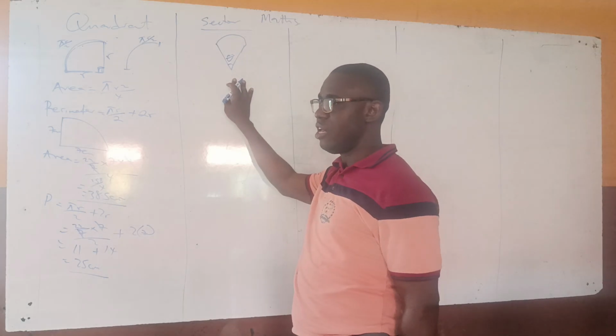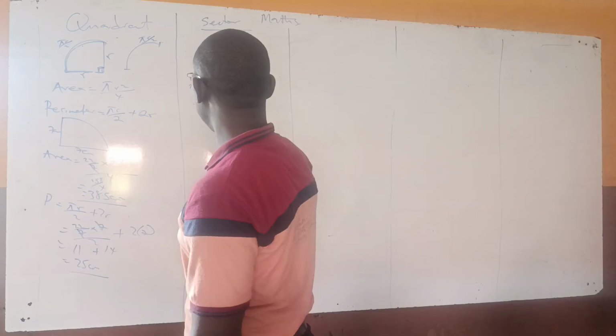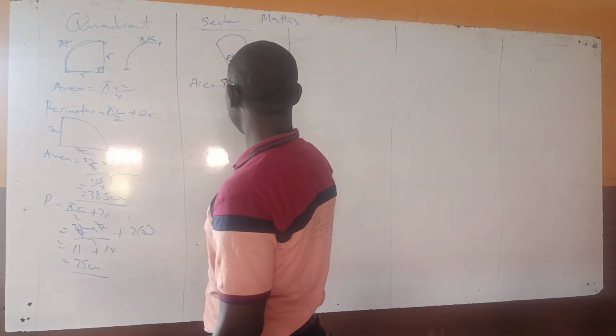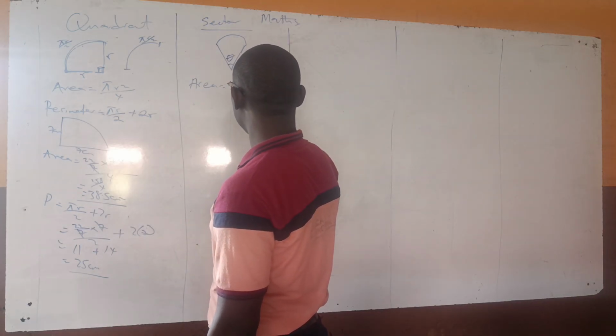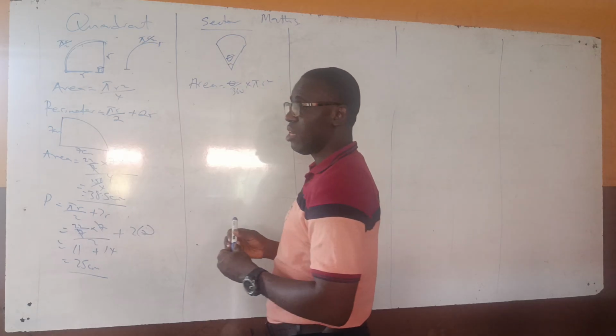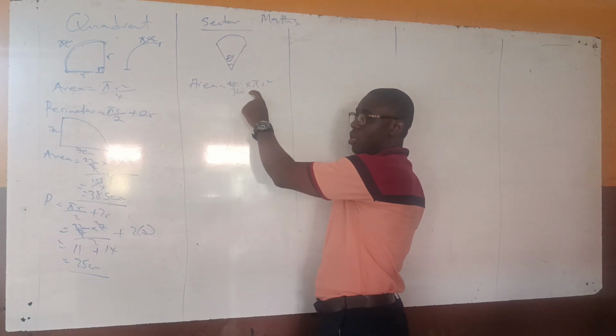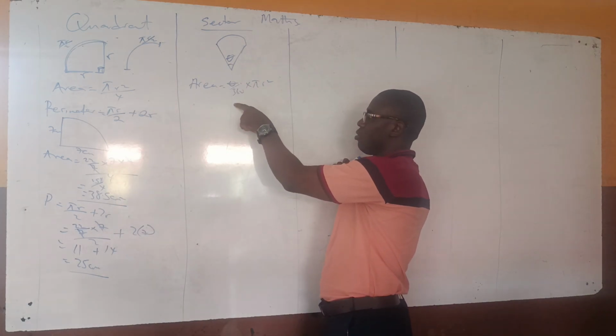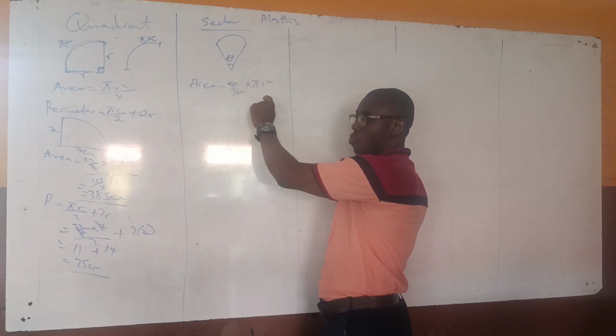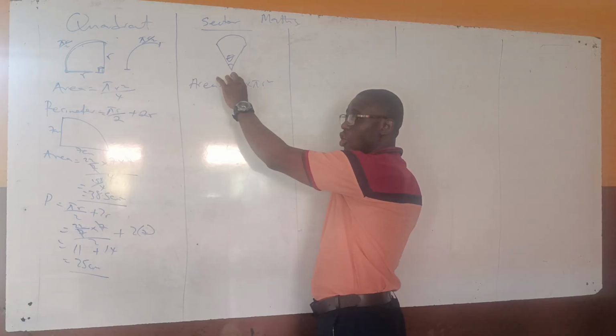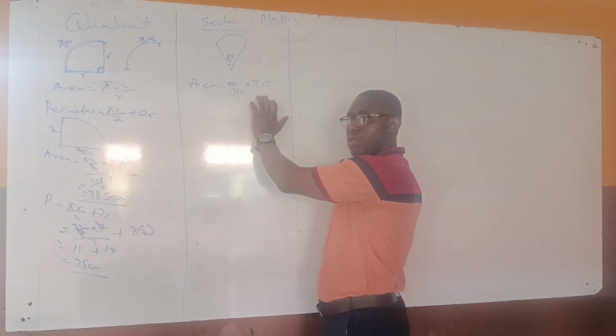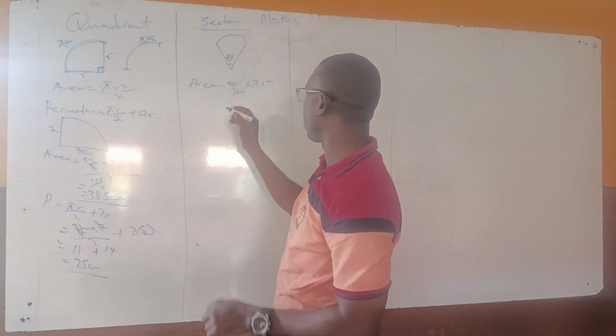What's the what? The area. So the area is what? Theta over 360 times pi r squared. That is the fraction of the what? Of the angle. The fraction of the circle. The angle gives the fraction of the what? Of the circle. Okay?